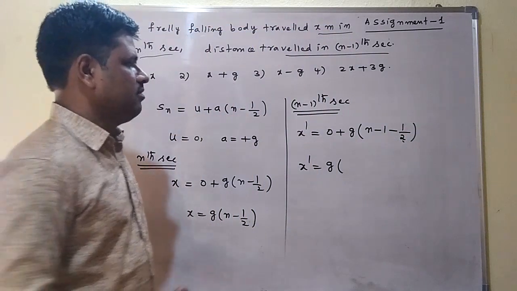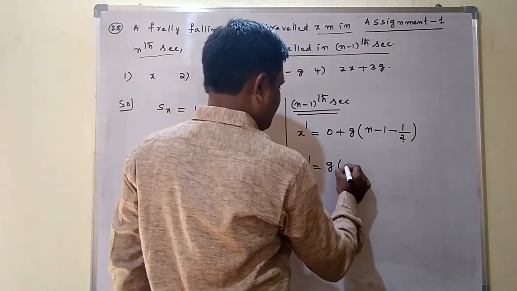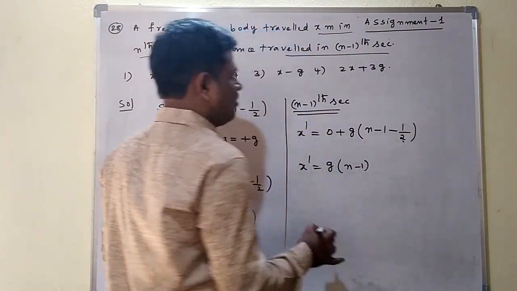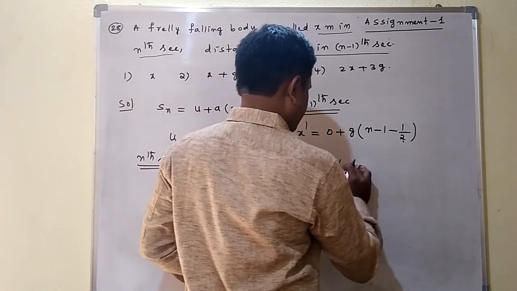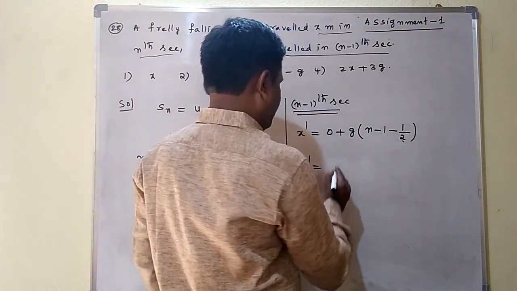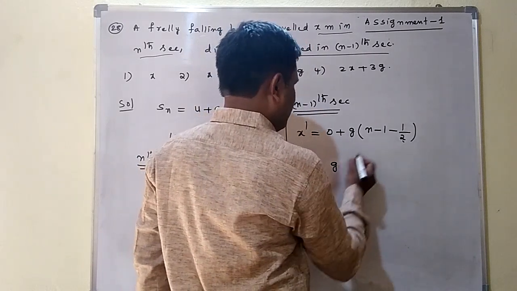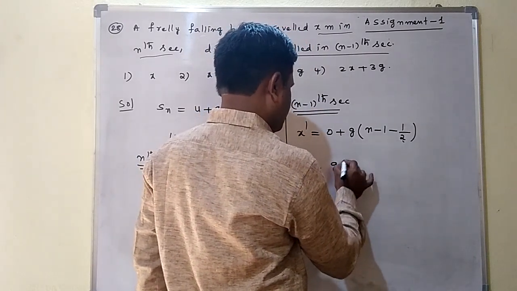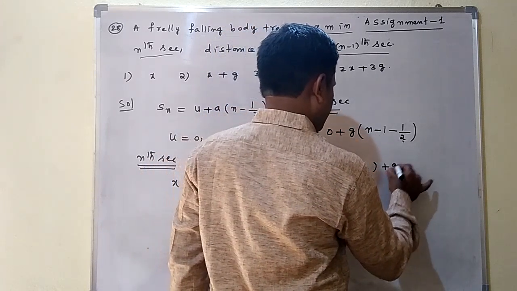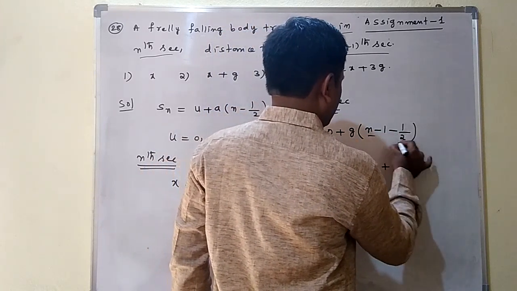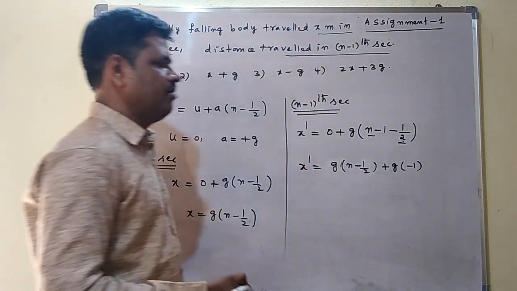Now I am changing this, g into (n minus 1 minus 1/2). Or we can split this one like this: g into (n minus 1/2) plus g into minus 1. These 2 are taken in this, and the remaining is g into minus 1.